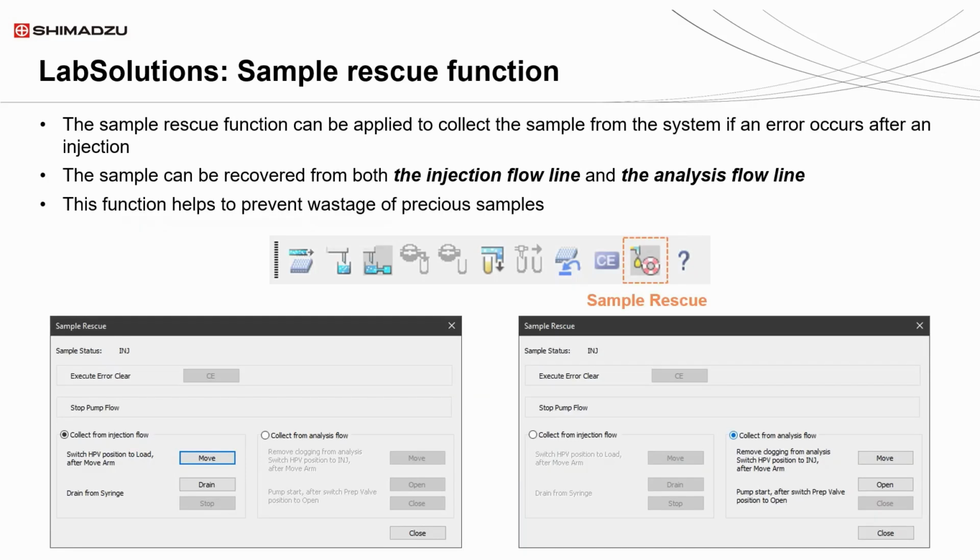As chemists worldwide know, we cannot afford to lose precious samples. The sample rescue function will be a lifesaver for when a chemist experiences a possible fractionation mistake. With such a function, a chemist can be free from any worries about system errors.